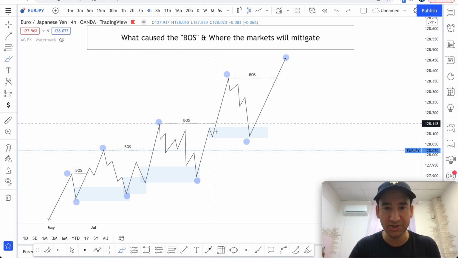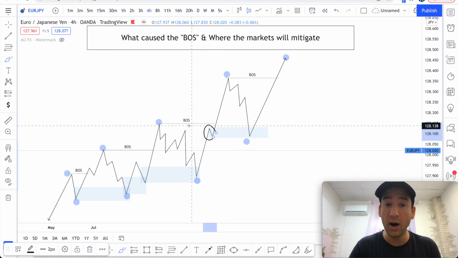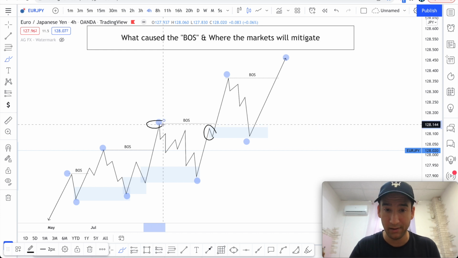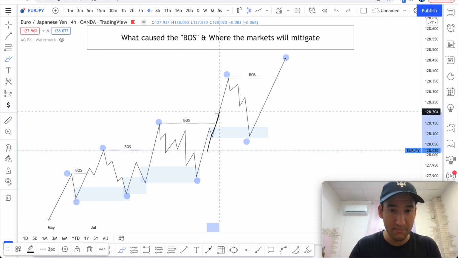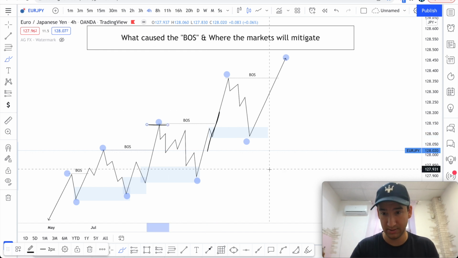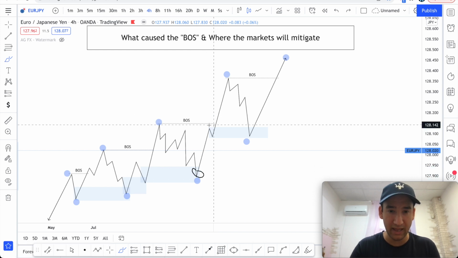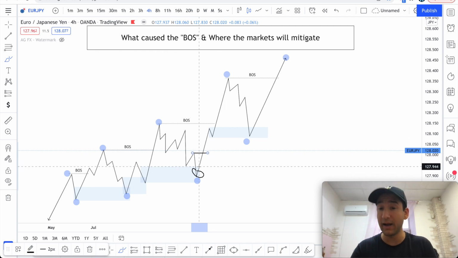Okay. So you can see here, this move here, this extension, did something. It actually broke that structure here, the structure high. Although this move here didn't actually cause the main high to be broken, as you see, right? So this low here never did anything. It didn't break any high over here. It only broke this substructure high here.